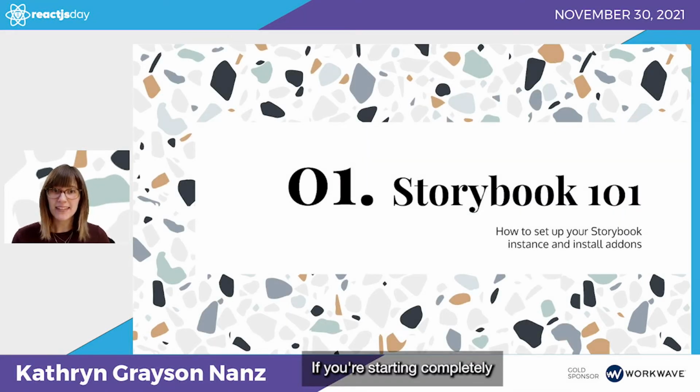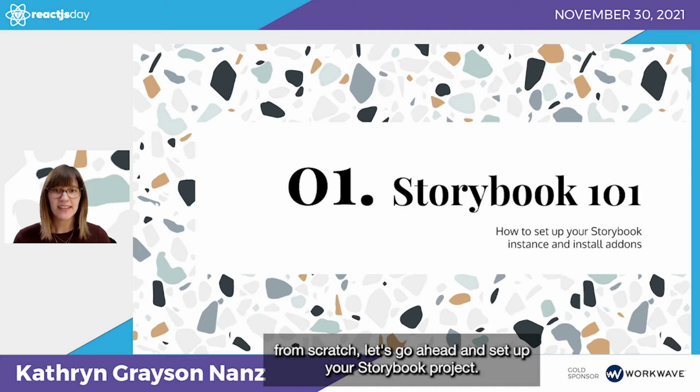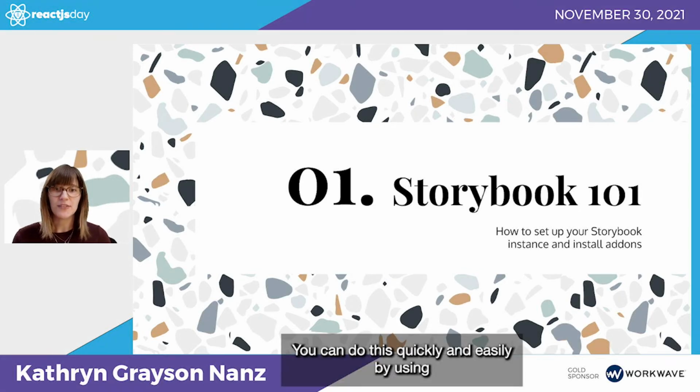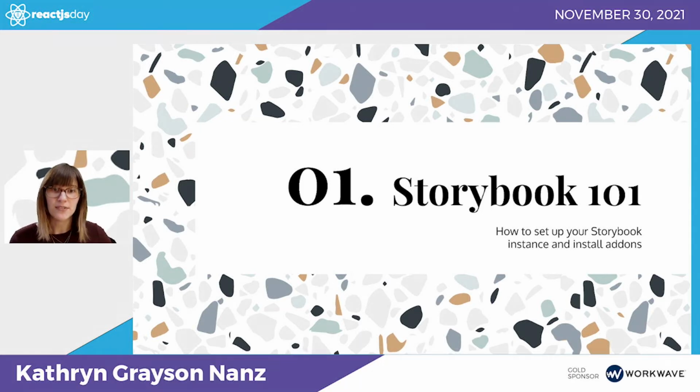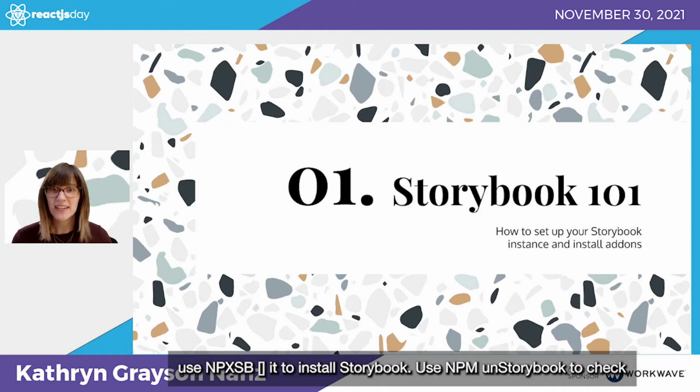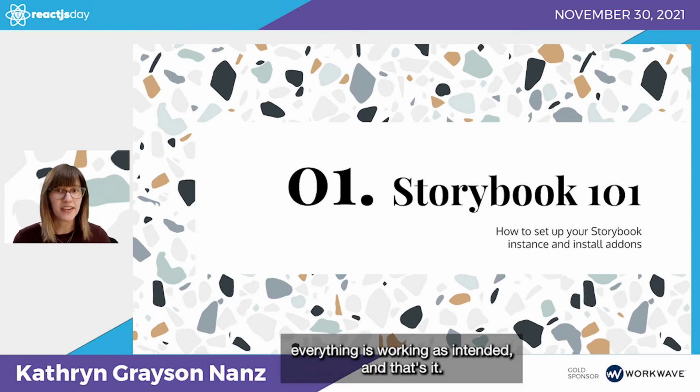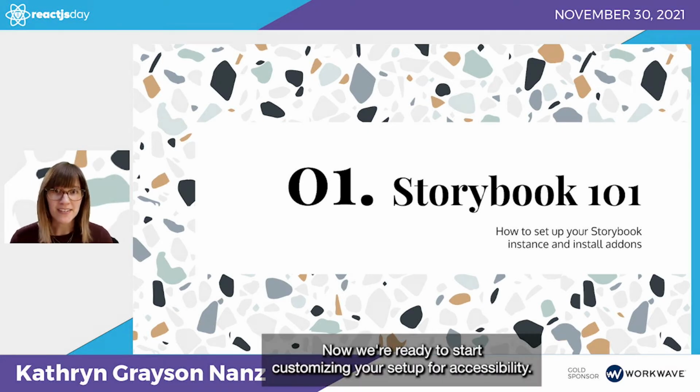If you're starting completely from scratch, let's go ahead and set up your Storybook project. You can do this quickly and easily by using npx create-react-app to get your React app up and running, and then use npx sb init to install Storybook. Use npm run storybook to check everything is working as intended, and that's it. Now we're ready to start customizing your setup for accessibility.